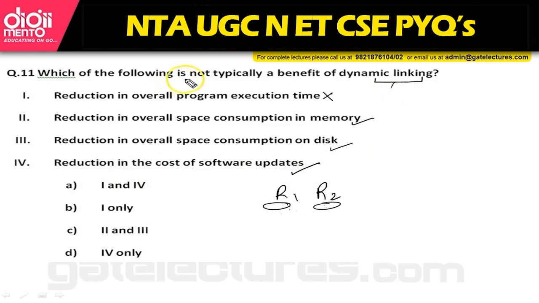So we have to pick out the wrong one, the one that is not typically a benefit of dynamic linking. So option one is the wrong one, which matches with option A, and this is actually the disadvantage of dynamic linking. Okay, and these are the advantages of dynamic linking.